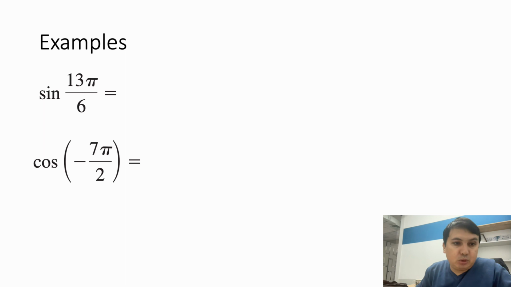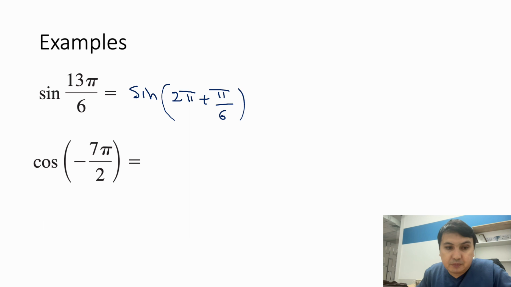So let's calculate these two values for sine and cosine. Sine of 13 pi over 6. Well, what is 13 pi over 6? I can write it as 2 pi plus pi over 6. Now I can use the fact that sine is periodic with period 2 pi. This is the same as sine of pi over 6. But sine of pi over 6, or sine of 30 degrees, is 1/2.